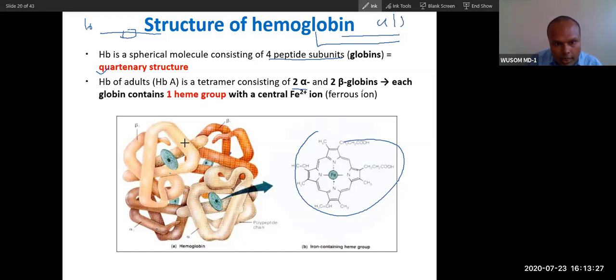So this is present between the E and F arm, the E and F arm. We will see what this E and F arm is. It is also here, the E and F arm. So this is the structure of hemoglobin.